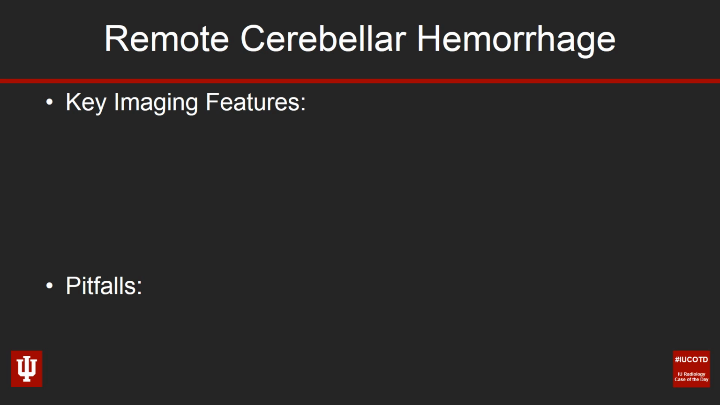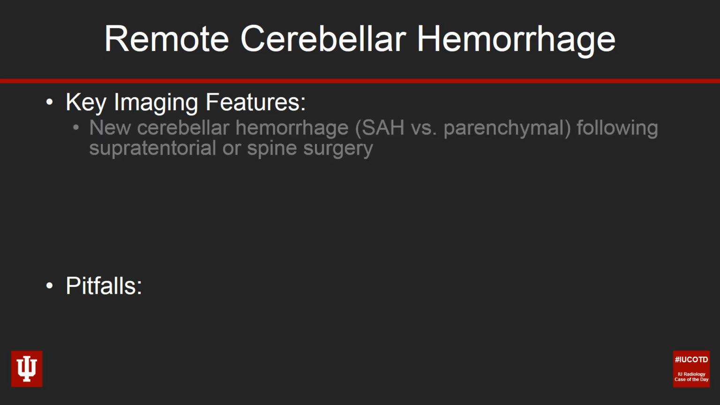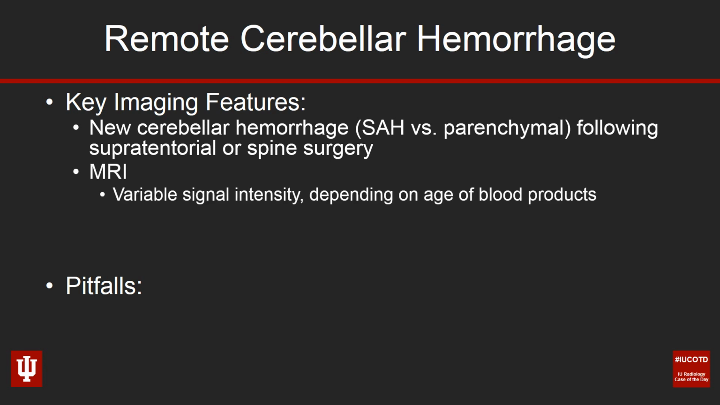Okay, to wrap this up, this was a case of remote cerebellar hemorrhage. The key imaging features here are that you'll have a patient with new cerebellar hemorrhage, which may be subarachnoid or parenchymal, but it typically follows supratentorial or less commonly spine surgery, usually in the form of a craniotomy for aneurysm clipping or a lobectomy. So we're looking for blood in the cerebellum or along the cerebellum. On MRI, it will be variable in signal intensity, depending on the age of the blood product and how quickly the patient was imaged after surgery.